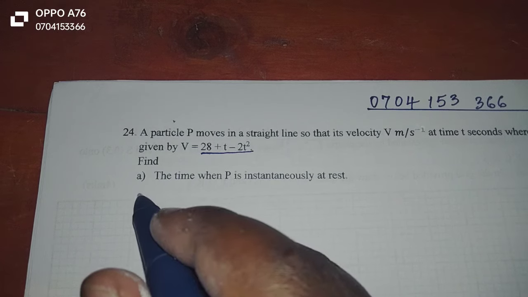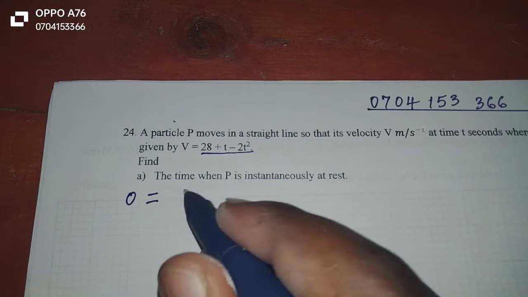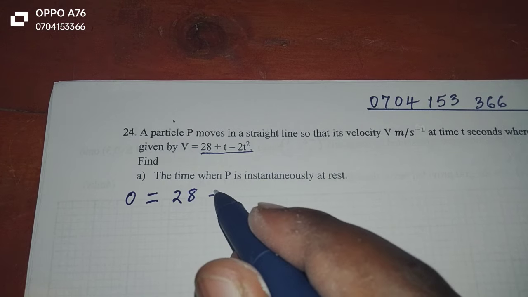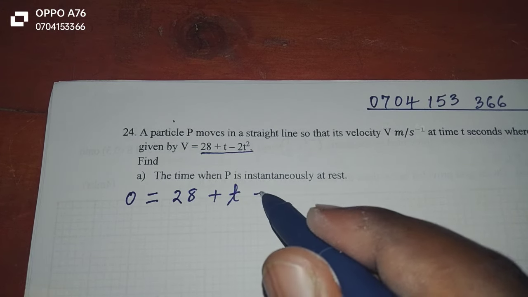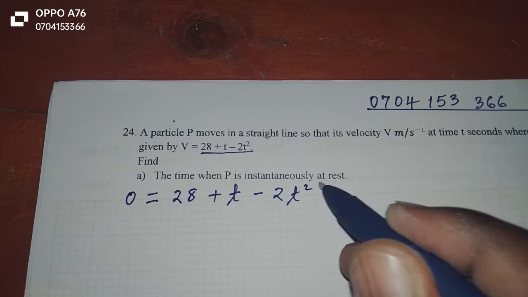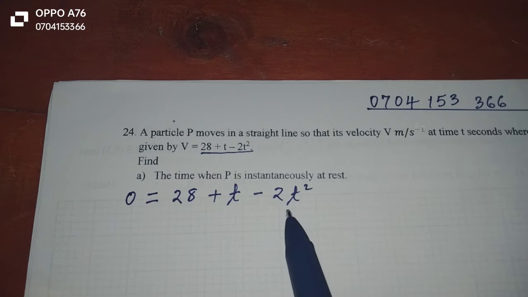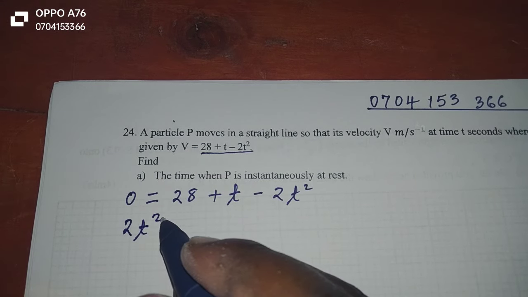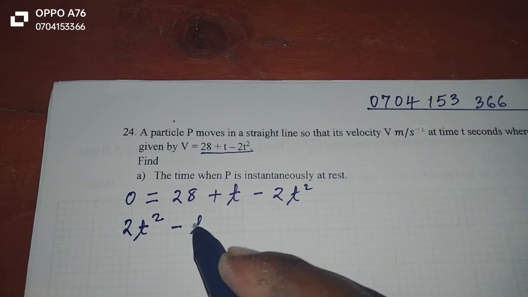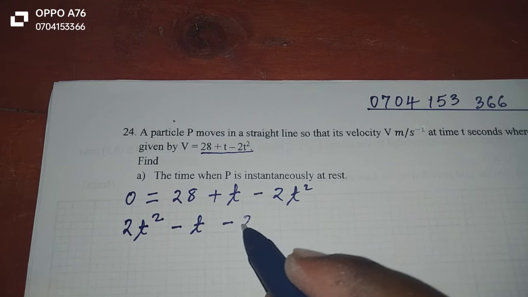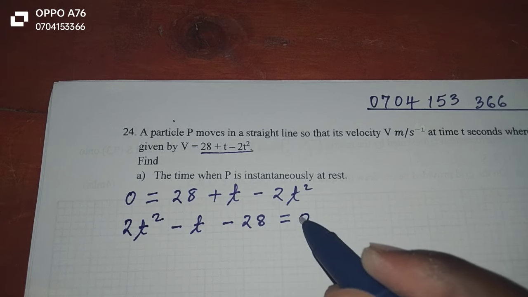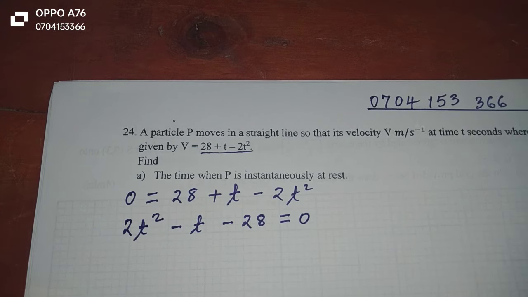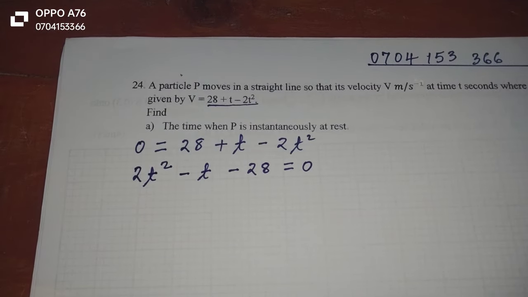So we shall say 0 equals 28 plus t minus 2t squared. Then at this point we can have 2t squared minus t minus 28 equivalent to 0. The equation is now a quadratic one, and we can proceed to solve so that we may obtain the values of t.